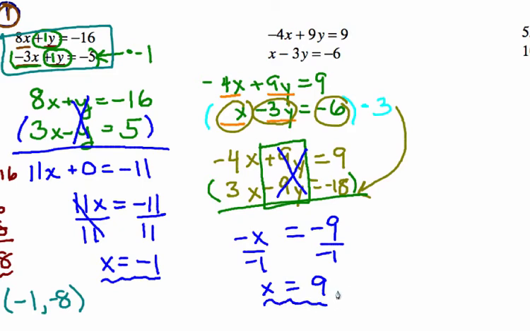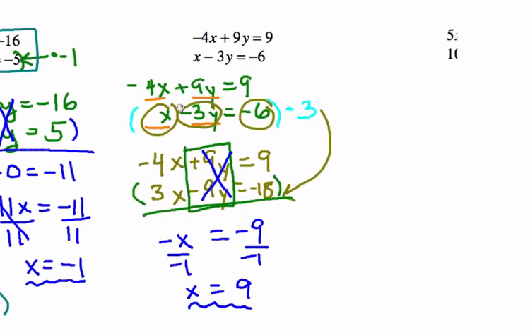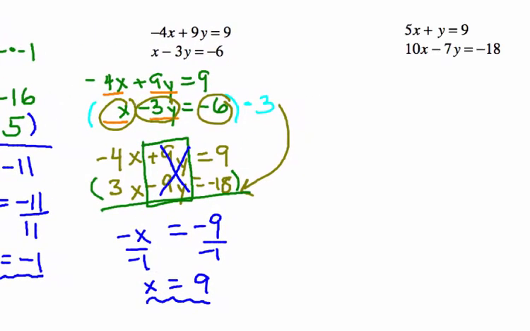I'm not done yet. I'm not going to box that as my answer because I need the entire coordinate point that goes along with this. So now I need to plug 9 back into one of these equations, and I'm going to plug it back into the first one because then I don't even have to multiply it by a coefficient. So 9 minus 3y equals negative 6. I'm going to subtract 9 from both sides.